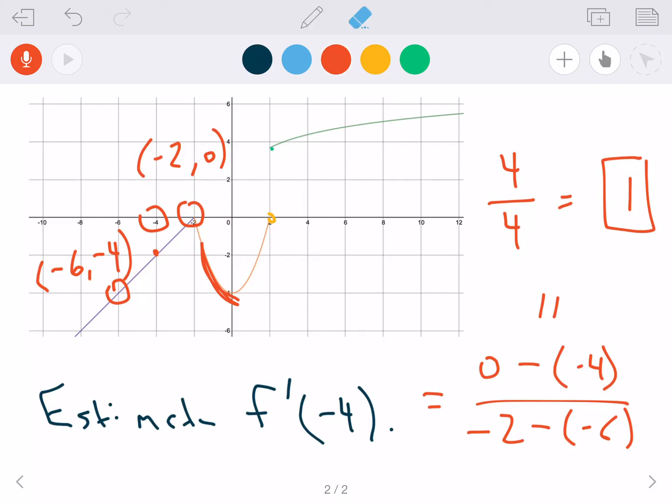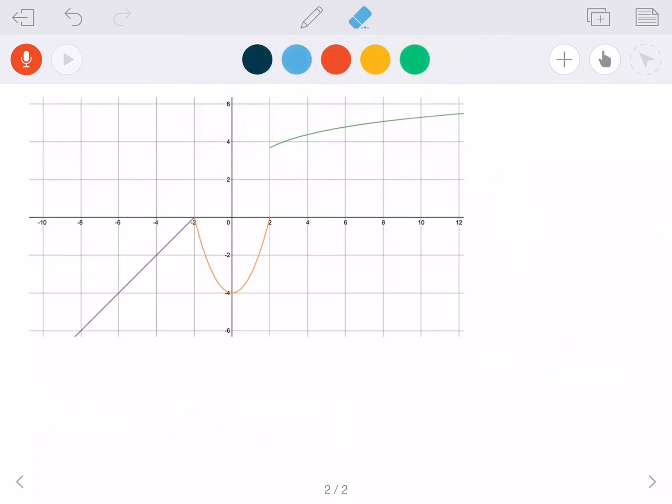Let's see if I can just clear the ink here. There we go. Fresh start. Let's do another one. Let's find f prime of 2. f prime of 2. 2 is right here. We've got a problem, right?